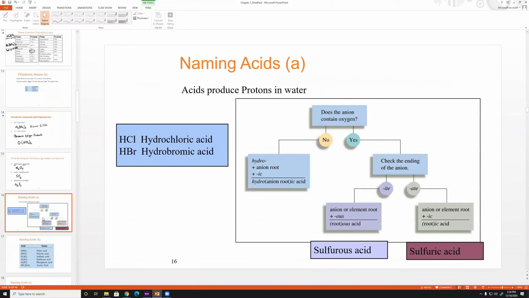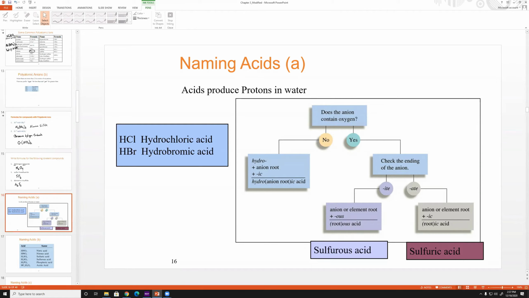Now let's move on to naming acids. Naming acids is an easy scheme once you know the polyatomic ions associated with the acids. Acids have anything that has an H in front of it. That's the general chemistry way of knowing them. And the question you need to ask yourself is, does the anion contain oxygen? If the anion does not contain oxygen, meaning it's monatomic or it just doesn't contain oxygen, like cyanide, for example, then you have to use the hydro prefix.